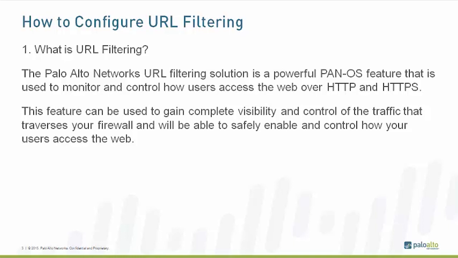We can start talking about what is URL filtering. Palo Alto Networks URL filtering solution is a powerful PAN-OS feature that is used to monitor and control how users access the web over HTTP and HTTPS. This feature can be used to gain complete visibility and control over the traffic that traverses your firewall and to be able to safely enable and control how your users access the web.